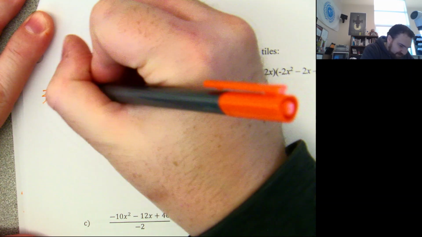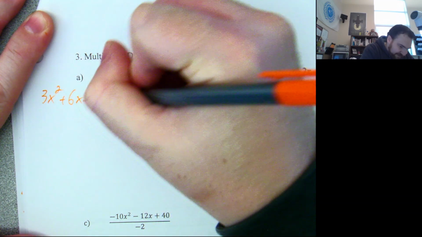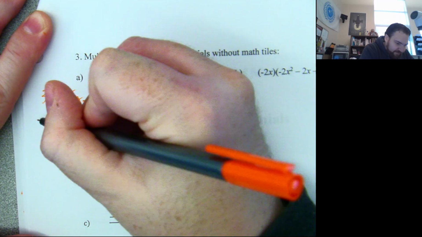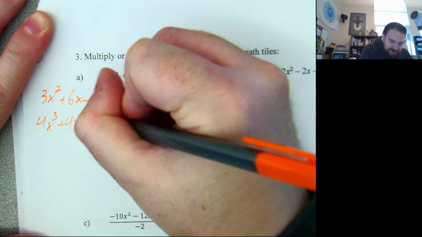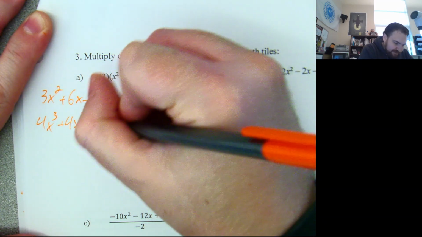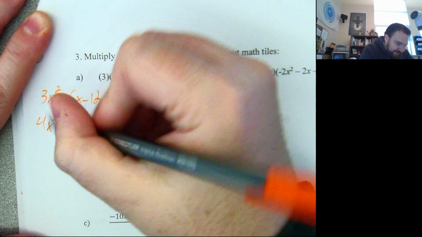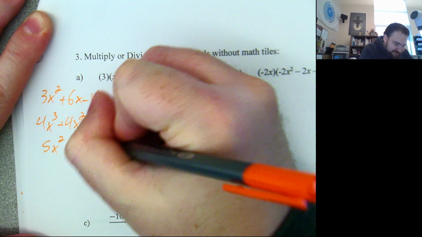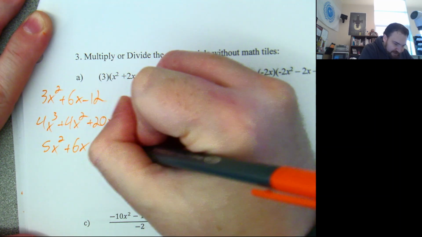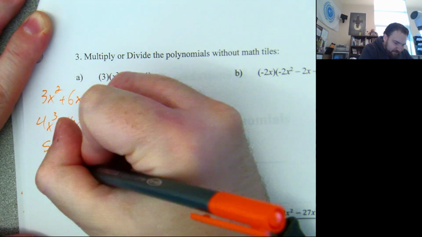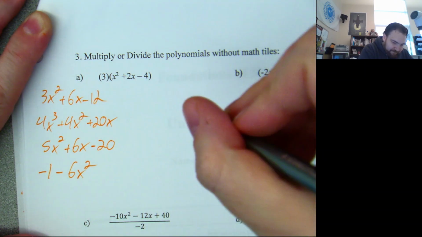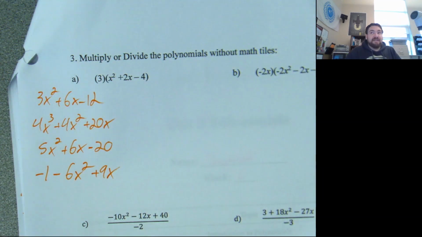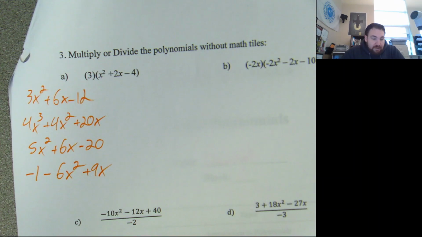This one's going to be 3x squared plus 6x minus 12. We're going to get a 4x cubed plus 4x squared plus 20x. We're going to get a 5x squared plus 6x minus 20. And a negative 1 minus 6x squared plus 9x. That should have been the rest of that page. So at this stage, at least you've got the answers to the rest of the booklet.